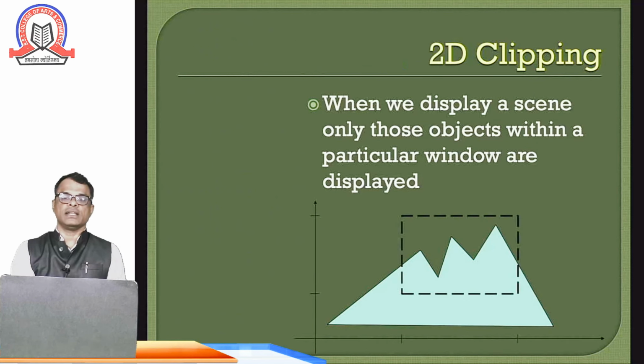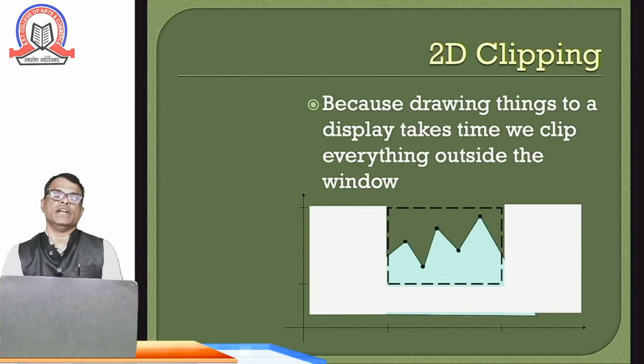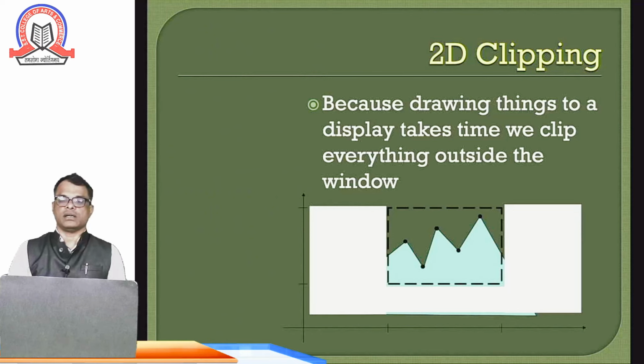So here I define the clipping area. When we display a scene, only those objects within a particular window are displayed. In that, the dotted window is called the clip window. The other part I want to clip. So whatever part is inside that dotted window, I want to display. So we can call it clipping. So this one is my clip. Because drawing things to a display takes time, we clip everything outside the window. So what we can do is remove the remaining part outside that dotted window, and we get the clip.